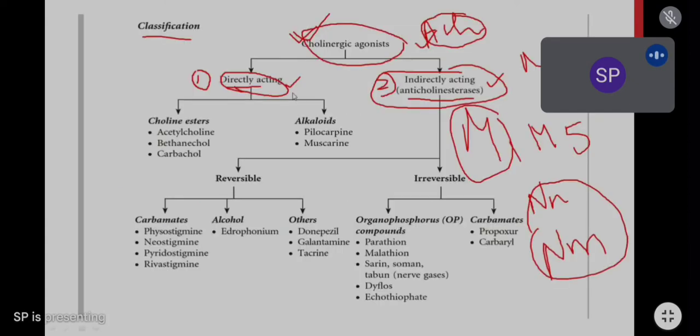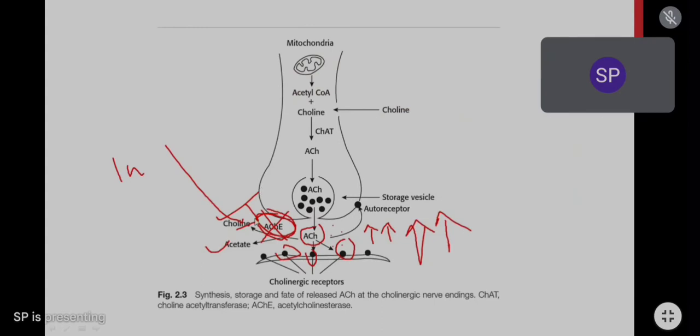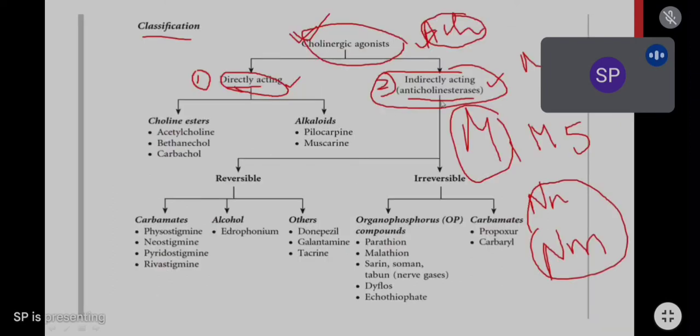Okay, see, in cholinergic agonists we have directly acting drugs. They will act directly on the receptor. But these indirectly acting drugs, what are they doing? They are inhibiting the enzyme, and through that they are increasing acetylcholine, and by increasing acetylcholine it is showing more actions of acetylcholine. I think you understood the difference between directly acting and indirectly acting. And in indirectly acting we have reversible inhibitors and irreversible inhibitors.